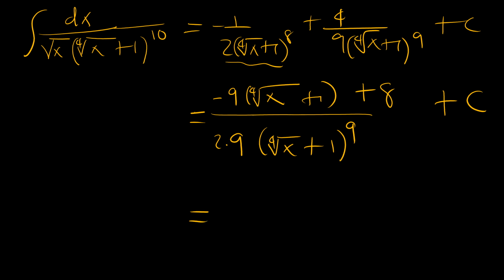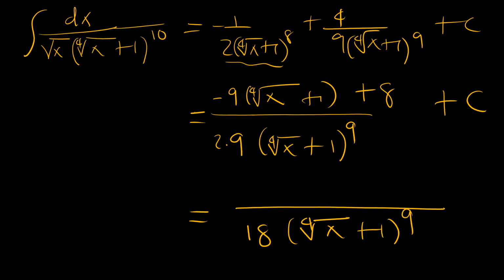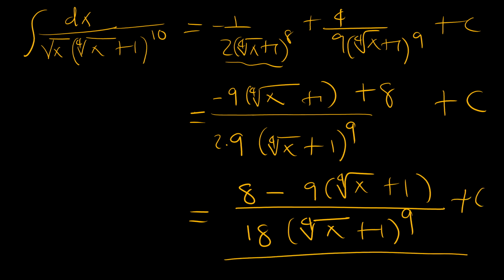Which is 1 over 18 (fourth root of x plus 1) to the 9, times 8 minus 9 in brackets (fourth root of x plus 1), plus the integration constant. And that's maybe a more simplified expression. All the same, it's still complicated, but I think it's been simplified a little bit further.